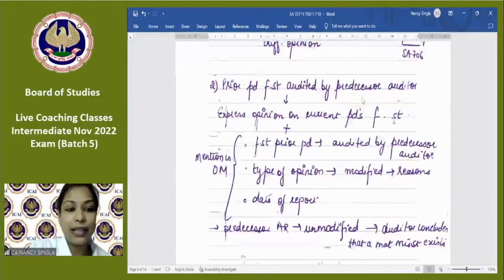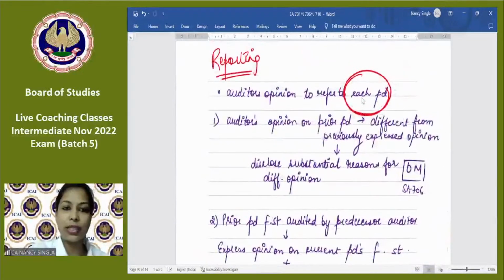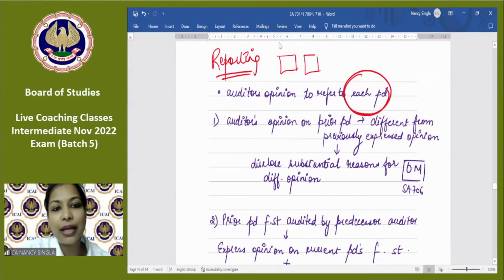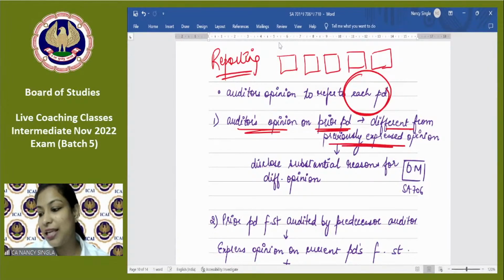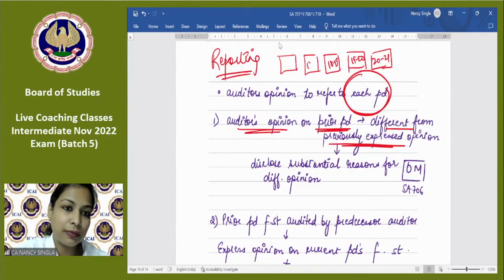So there are again 3 points here that the auditor has to look at, and he has to look at each period. So you have comparative information of 5 years. SEBI requires you to give audited financial statements with respect to each year. Now, if the auditor's opinion on prior period is different from the previously expressed opinion, now here we are in 2021 and these are your financials of the previous years.